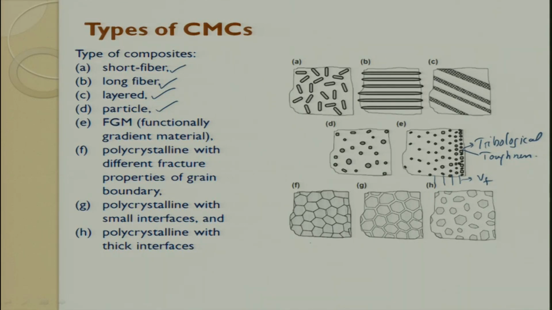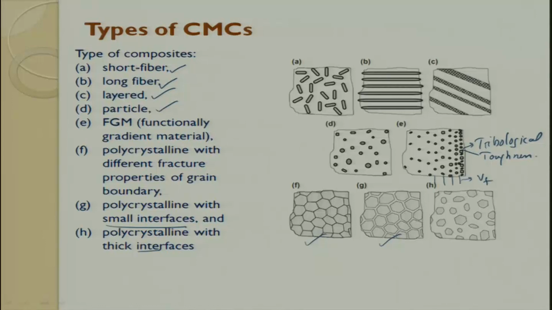Then you can have polycrystalline with different fracture properties of grain boundaries. Then particulate with small interface, and particulate with very thick interface. So, these are the different types of classifications of ceramic matrix composite. I repeat, it can be short fiber, then long fiber, then layered. Layered are basically something like a tape type, which you cut, or you try to make a preform or something like that. Today you have ceramic tapes available, so you put those tapes where you want to reinforce.